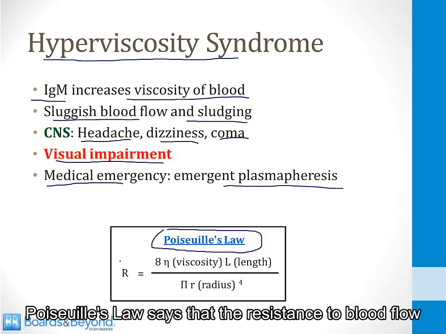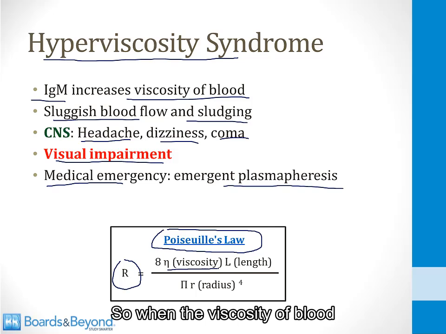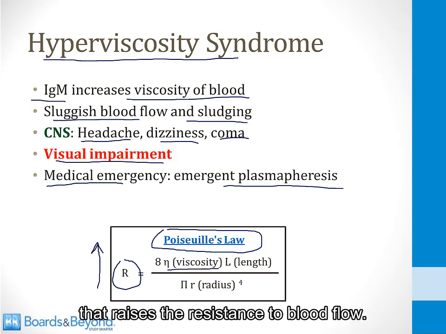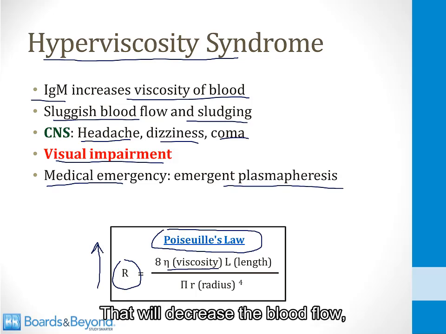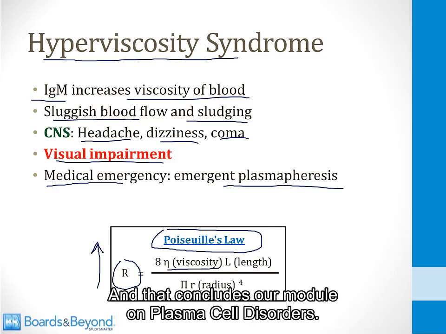Poiseuille's law says that the resistance to blood flow through a vessel is proportional to the viscosity of blood. So when the viscosity of blood increases in Waldenstrom macroglobulinemia, that raises the resistance to blood flow. That will decrease the blood flow, and that's what leads to the symptoms in the hyperviscosity syndrome. And that concludes our module on plasma cell disorders.